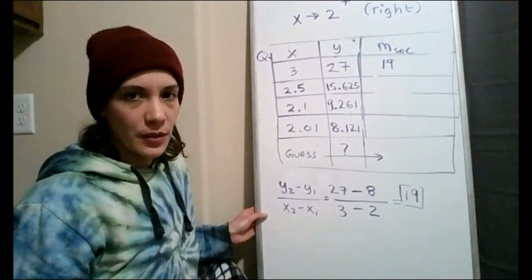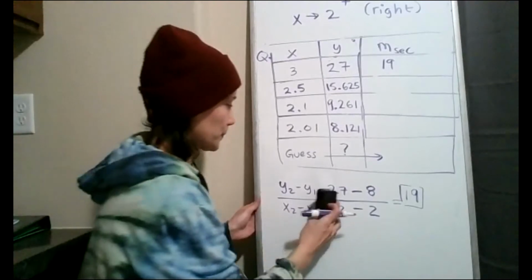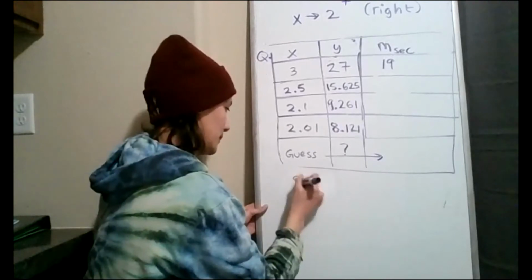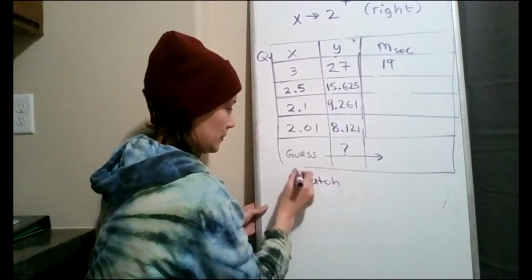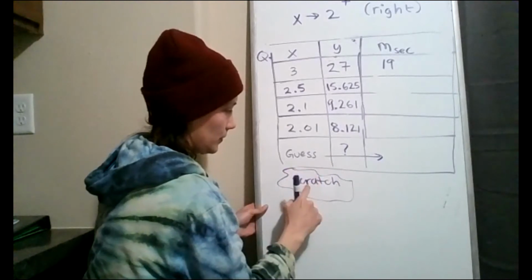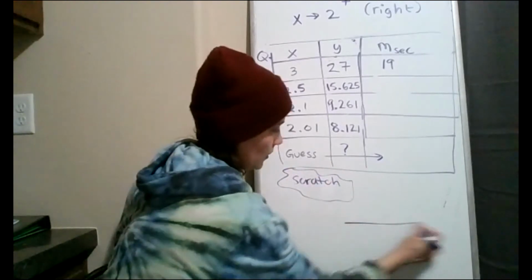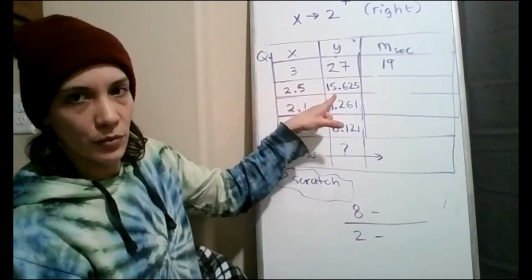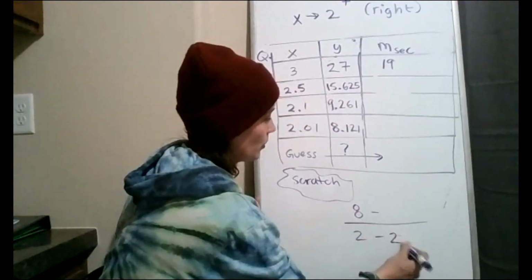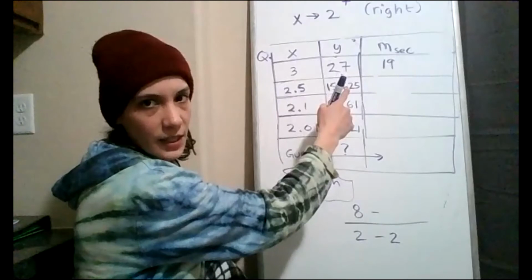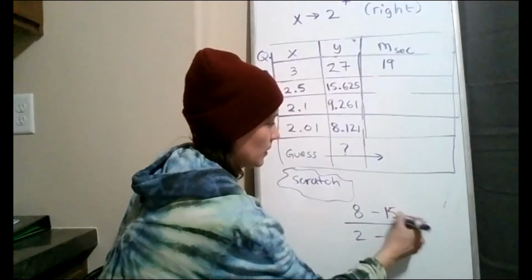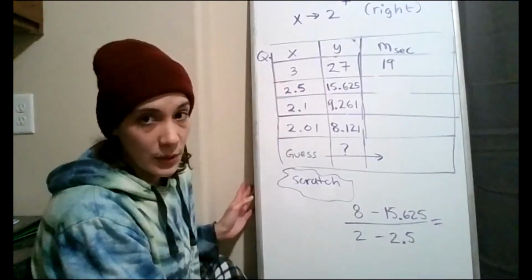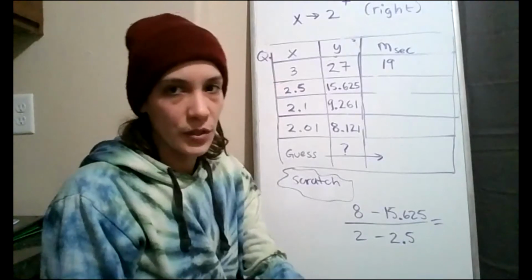Okay, let's set up one more of the slopes. Point 2, 8. Subtract another point, 2.5, 15.625. So the difference in x is 0.5, and then the output is up here. I'll tell you what I got. It's 15.25.